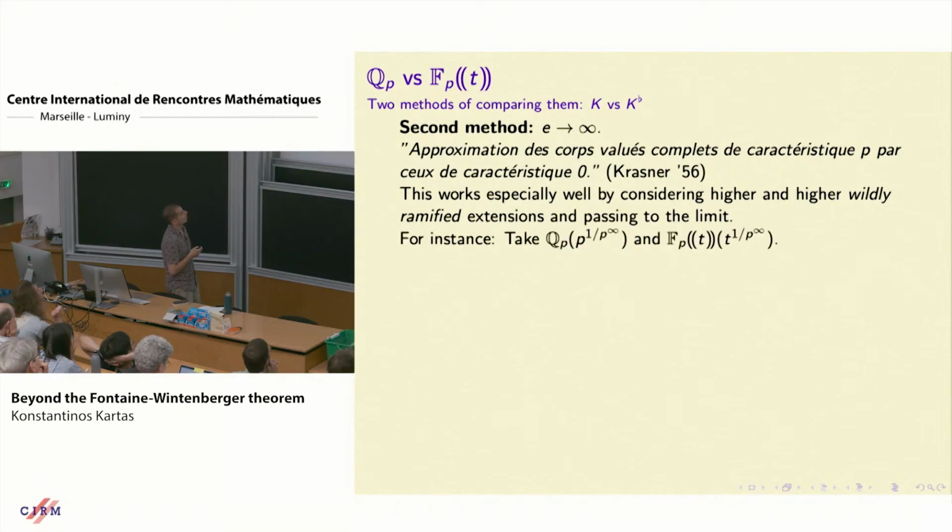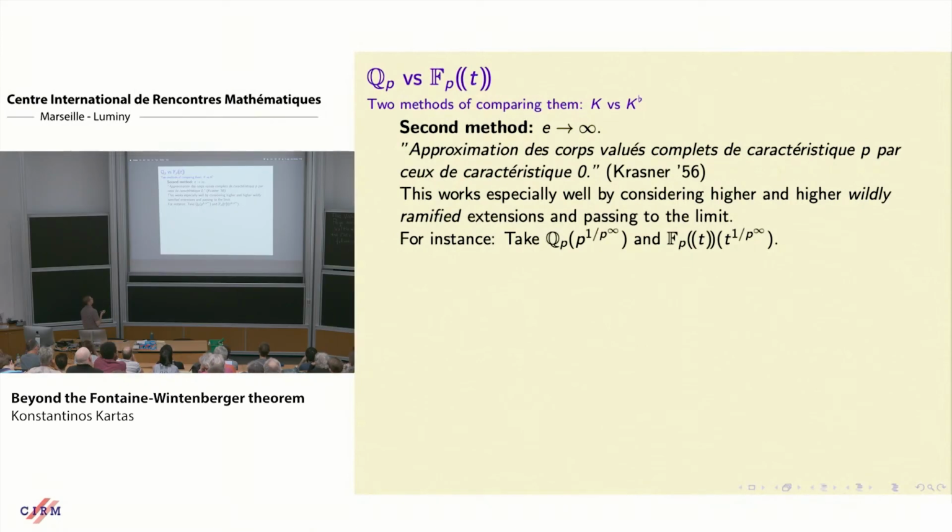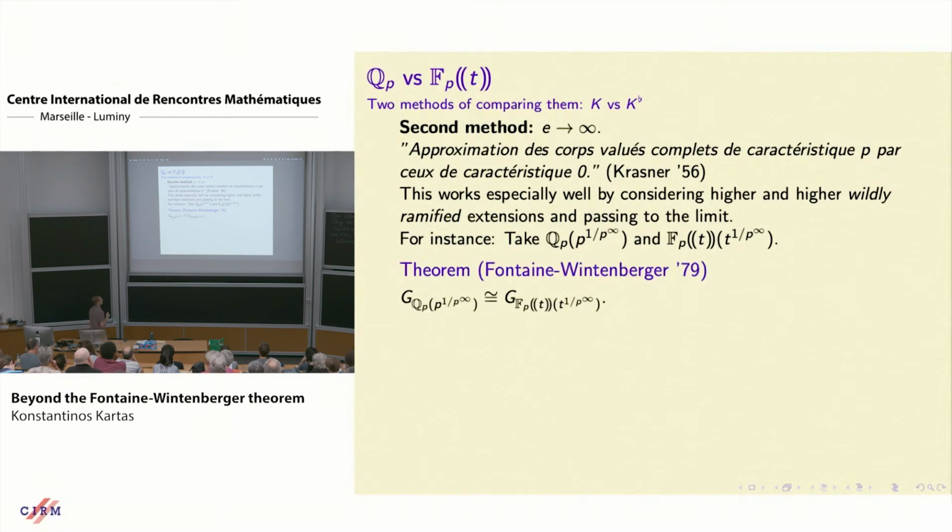So just to be concrete, let's say we take Qp, and now I join a compatible system of p-power roots of p. And I also consider the corresponding object in characteristic p. So now you adjoin all these p-power roots of t. And once you adjoin all these p-power roots, you have this theorem by Fontaine-Wintenberger, again building on earlier ideas of Krasner. So the absolute Galois groups of those two fields are isomorphic.